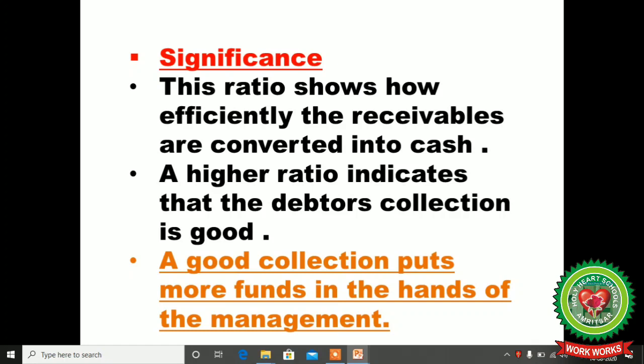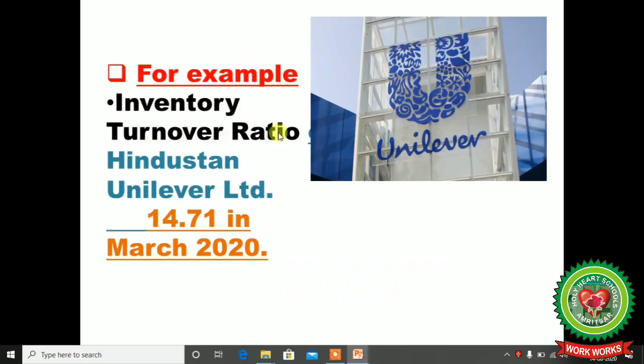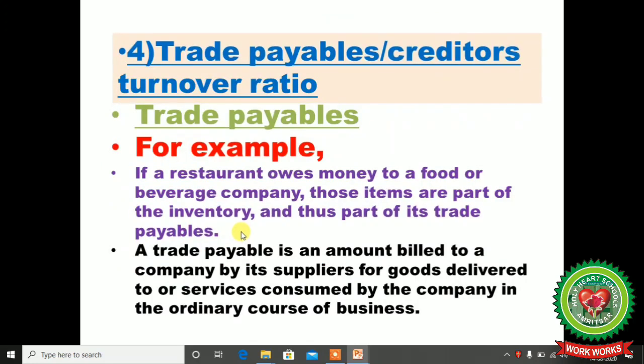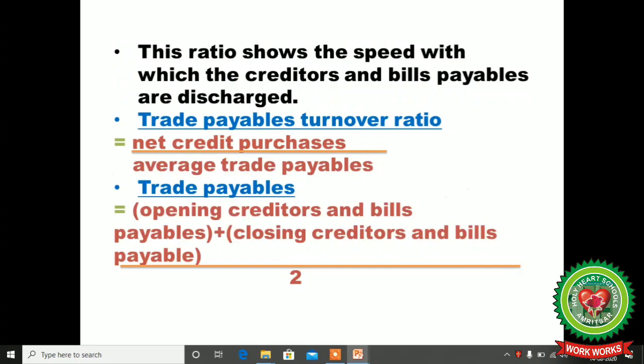Significance. So why is this ratio required? This ratio shows how effectively the receivables are converted into cash. It means how quickly your receivables are converted into cash, like within 15 days, within 30 days, or even in 1 month. A higher ratio indicates that the debtors' collection is good. A good collection puts more funds in the hands of management. For example, the ratio of Hindustan Unilever Limited was 14.71 in March 2020.